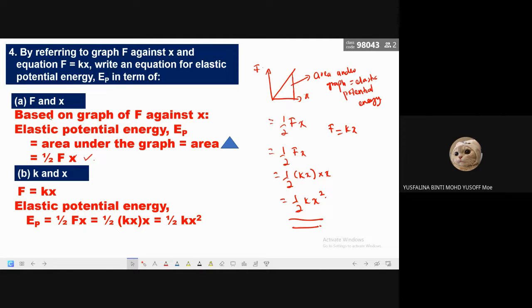And also, let's say they didn't give you a force, but they give you a spring constant, so you use F is equal to kx, then you can derive half kx squared. So you need to know what info is given by the question, and which formula you need to use.